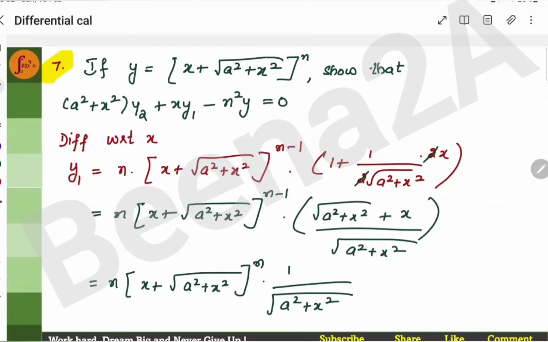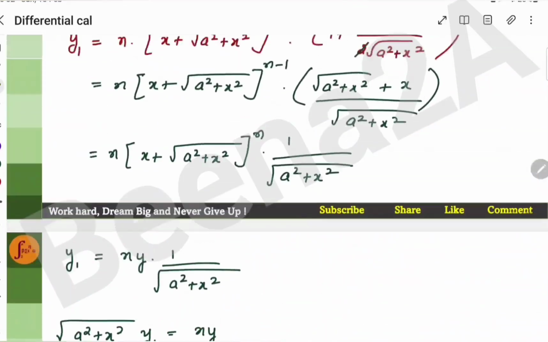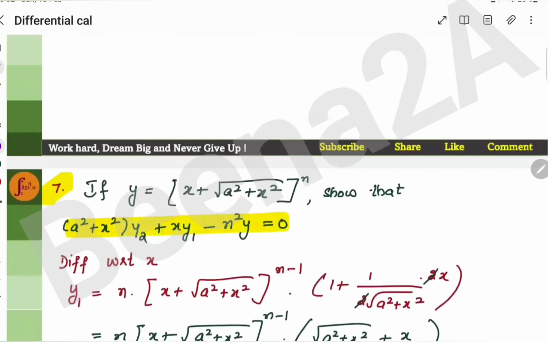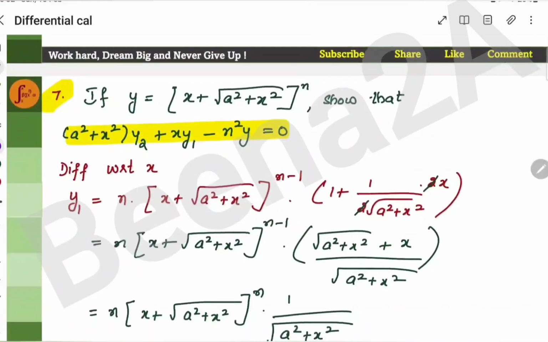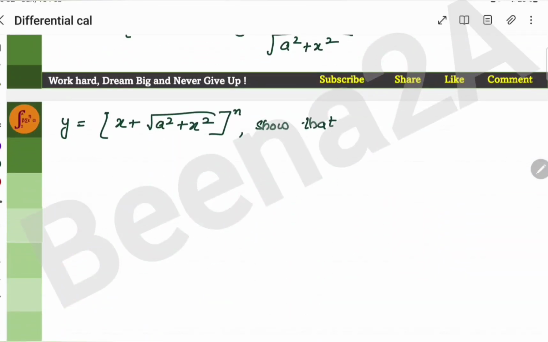Now let's look at the next problem. If y is equal to this expression, so that this expression is equal to 0. Now again, we can try this out. Let's work it out. It's a lengthy problem. So we'll first differentiate. So we'll get dy by dx. Let's see, is it in terms of y1 or y2? Okay, it's in terms of y1, y2. So instead of dy by dx, we'll put it as y1.